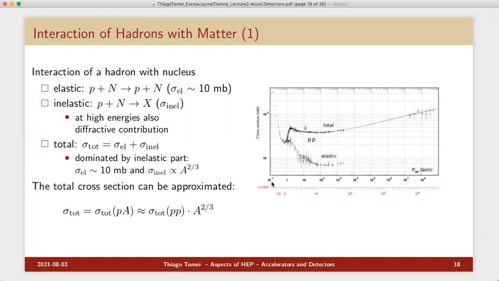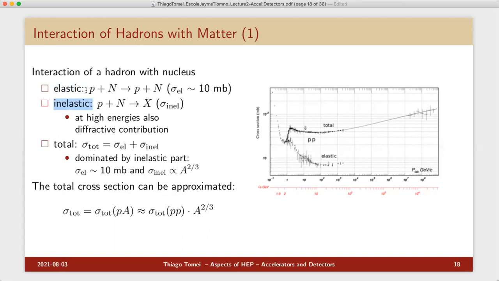I'm just going to give you some rough pointers and tell you that a hadron, when it interacts with a nucleus through the strong interaction, can either be an elastic interaction or an inelastic interaction.